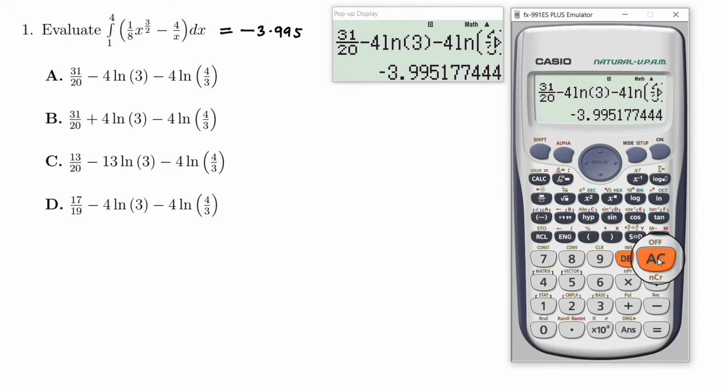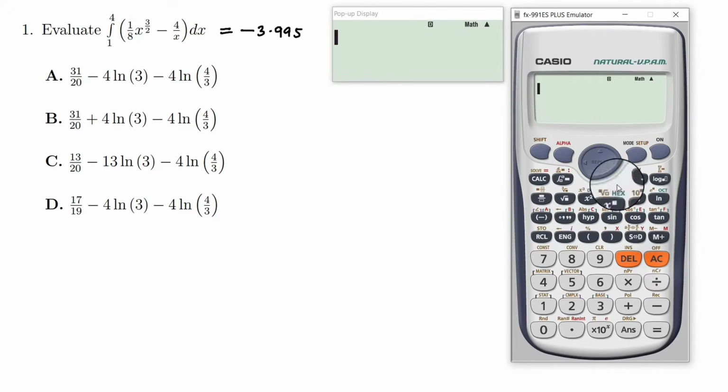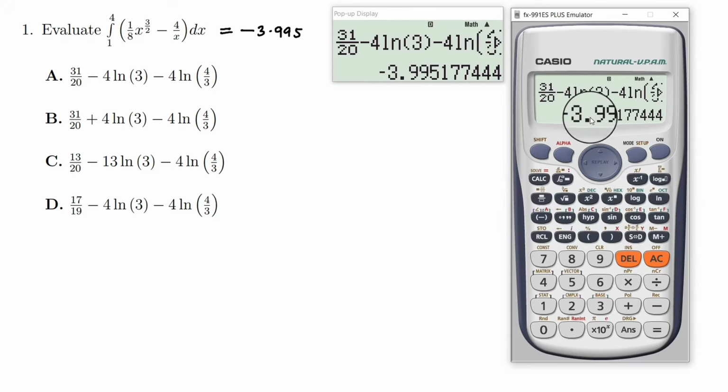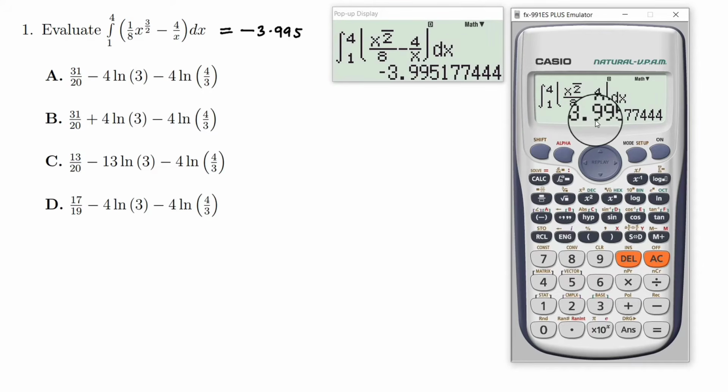Okay, so we have this result. You can even just recall the memory of the calculator. If I press the arrow up, the calculator will bring out the last few operations which I performed on the calculator. So if I press the arrow up button, you can see I have minus 3.9951774. If I press arrow up again, you can see the value of my integral. You can see that means that option A is our correct answer.